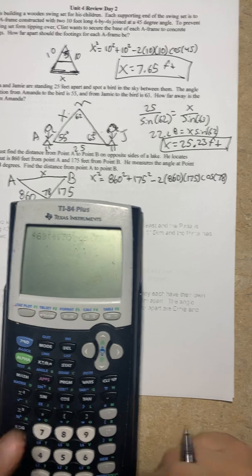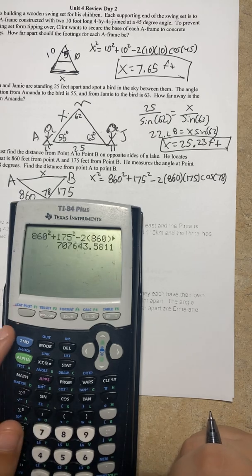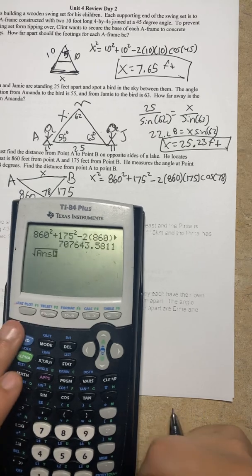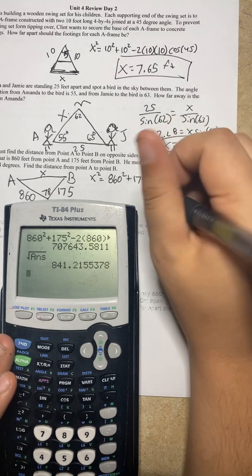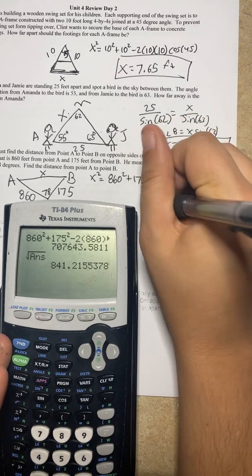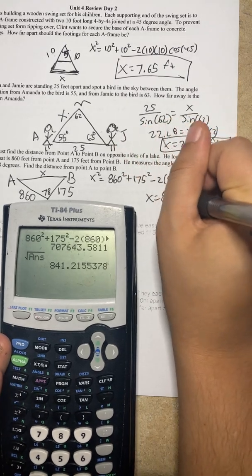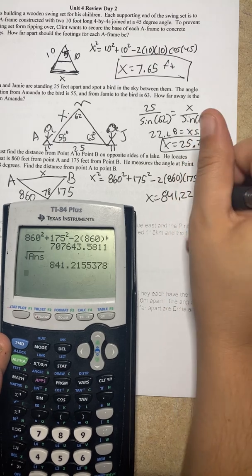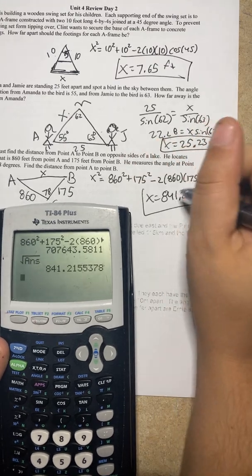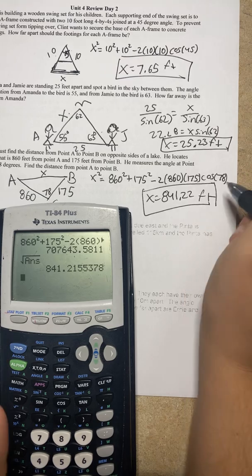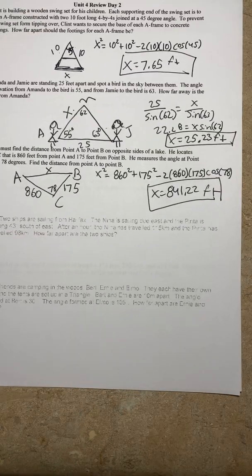So we plug that into our calculator, and then we square root it to give us that the 2 points are at 841.22 feet away from each other. Okay, so that's from both ends of the river.